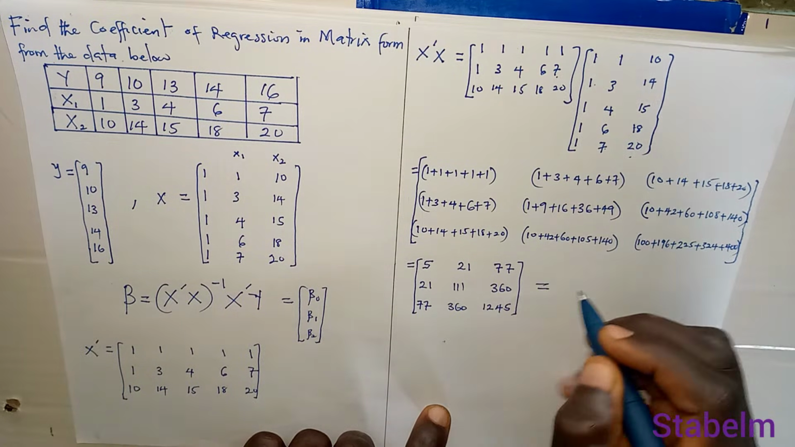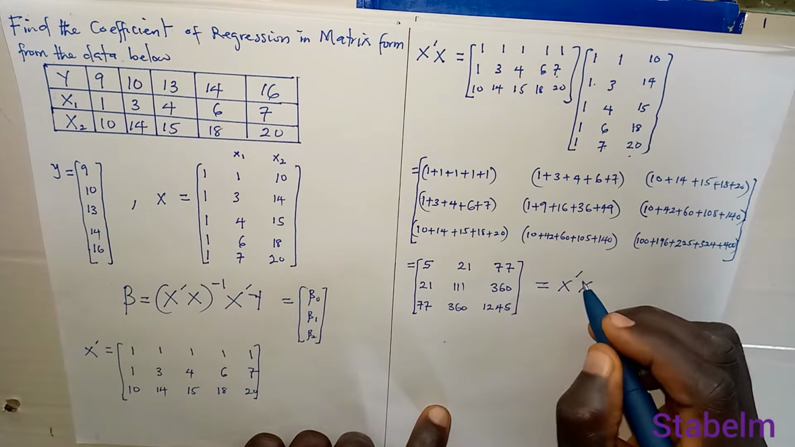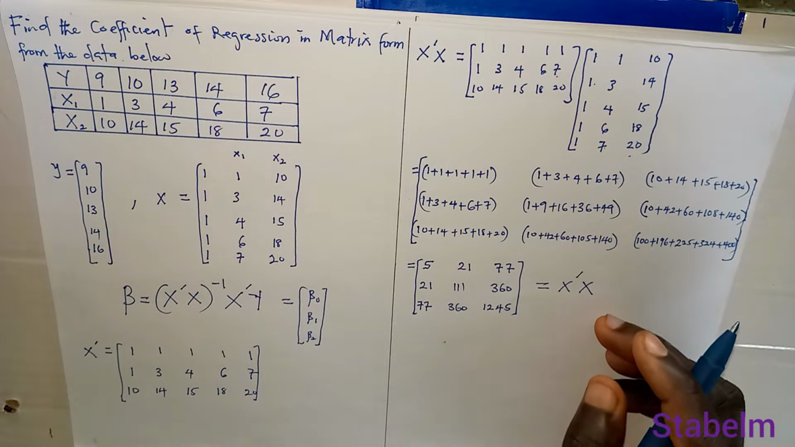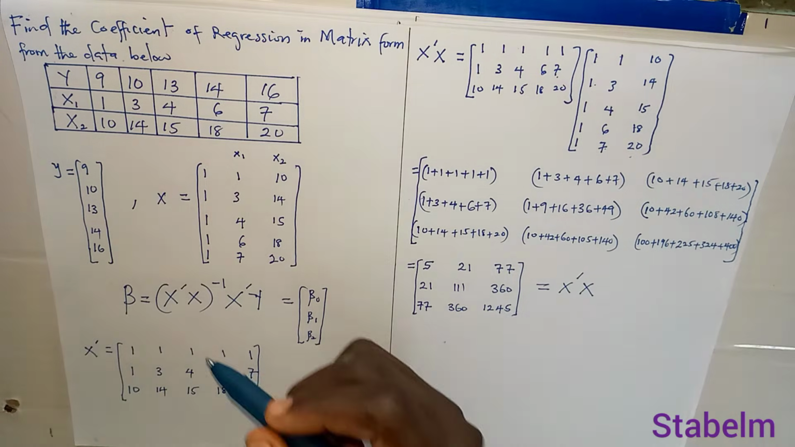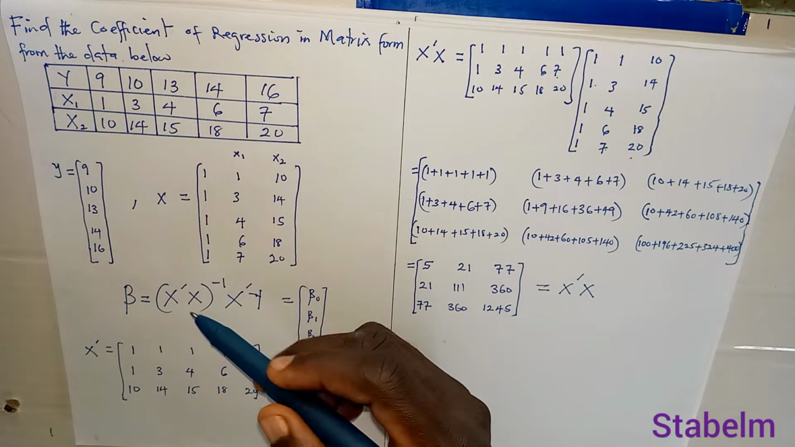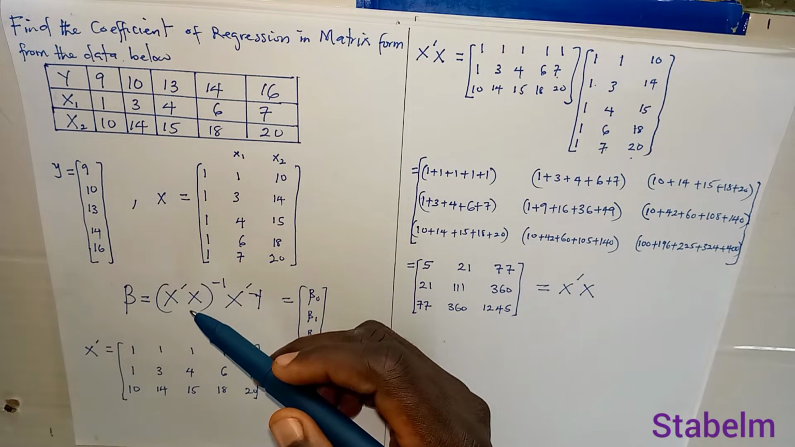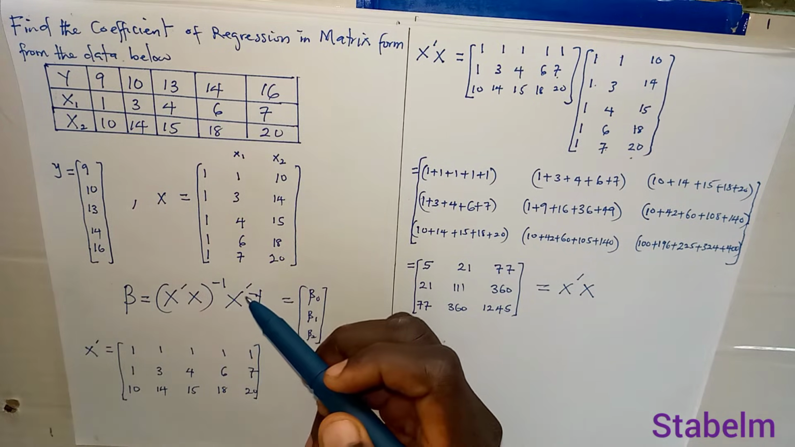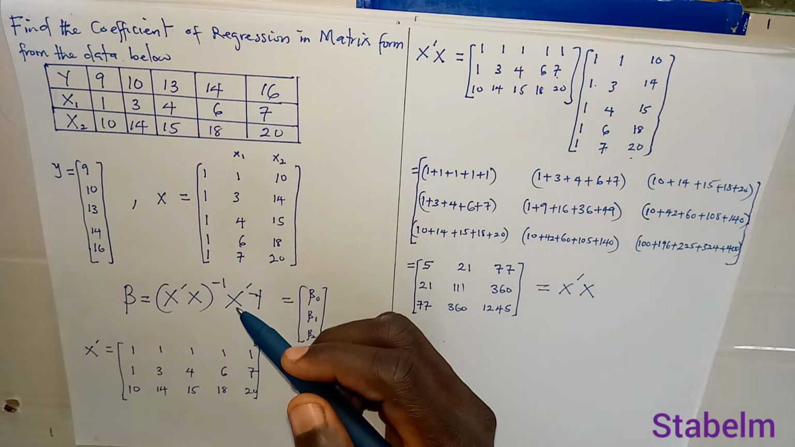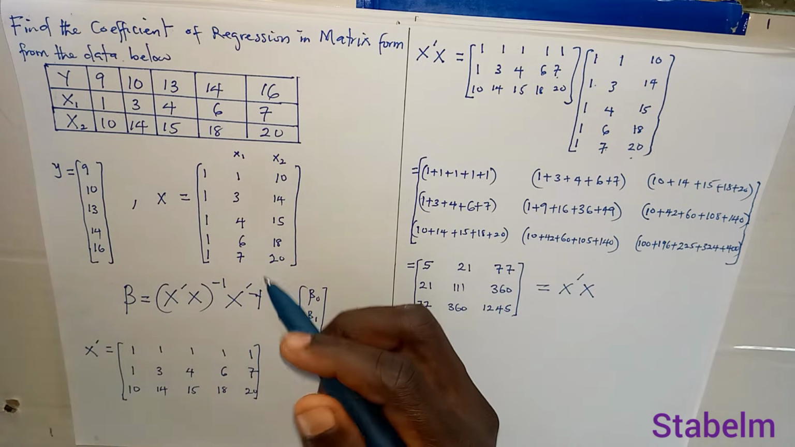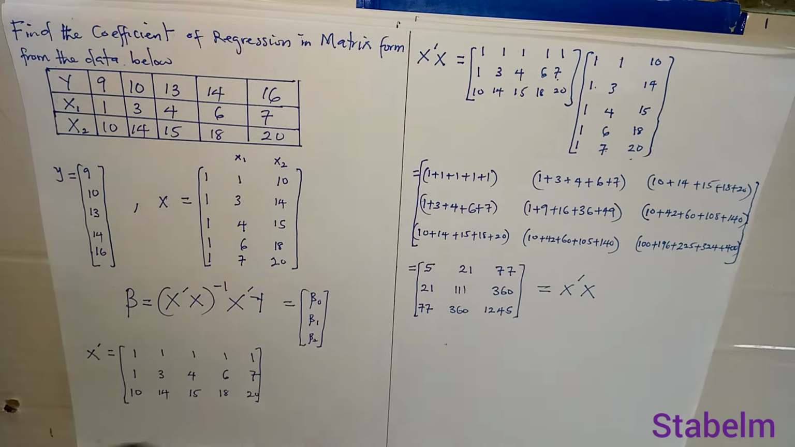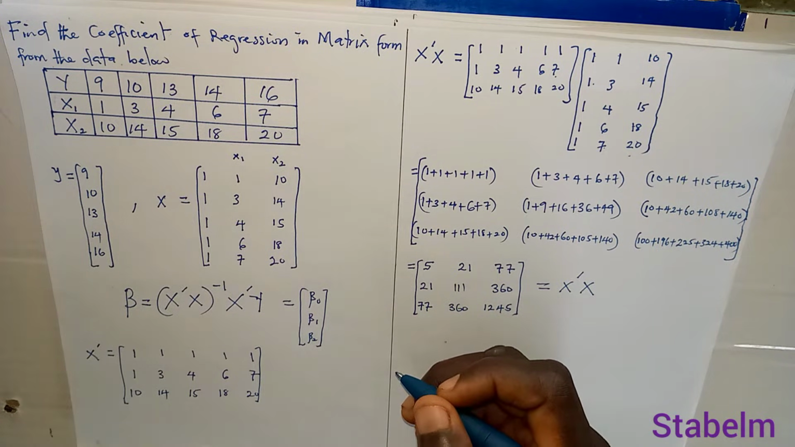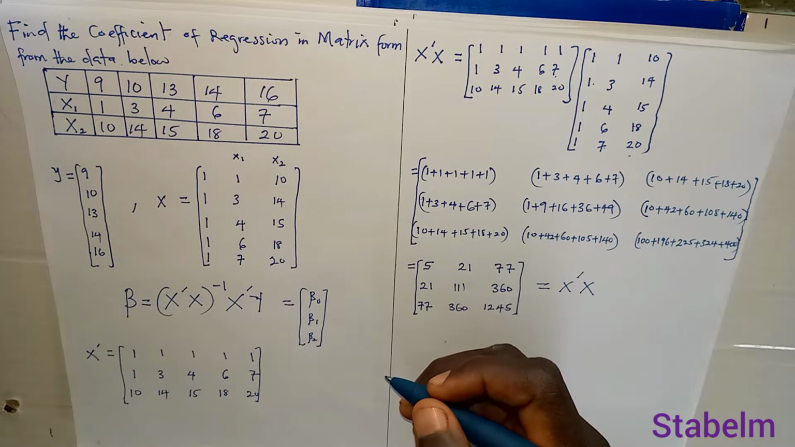So this is our X prime X. That is our X prime X. Now, in this model we are not just looking at X prime X, we are looking at X prime X inverse, then multiplying by X prime Y. So we can decide to look for our X prime X now, or later we look for X prime Y. So what do we do now?